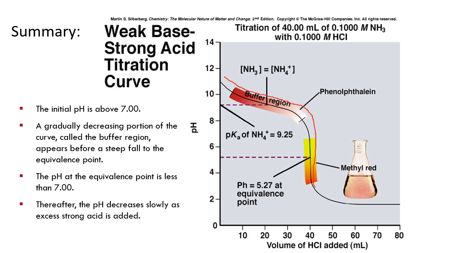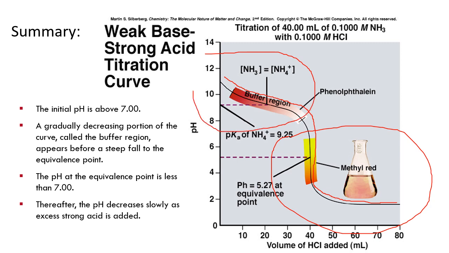After that, once you continue to slowly add strong acid, the pH is going to continue to slowly decrease. So you'll notice that the bottom portion of your titration curve is going to look a lot more similar to your strong base, strong acid titration curve, but the initial part of your curve is going to have a lot more differences.